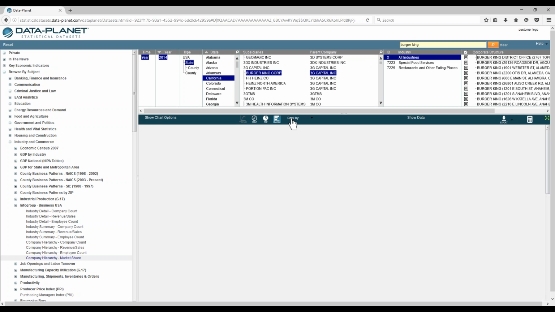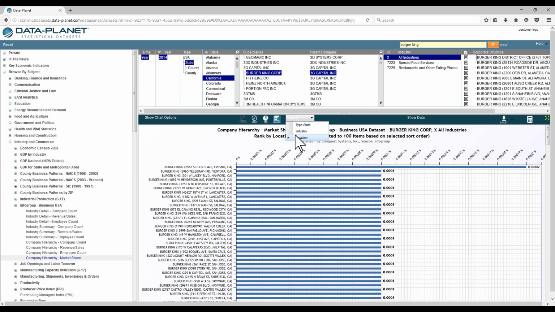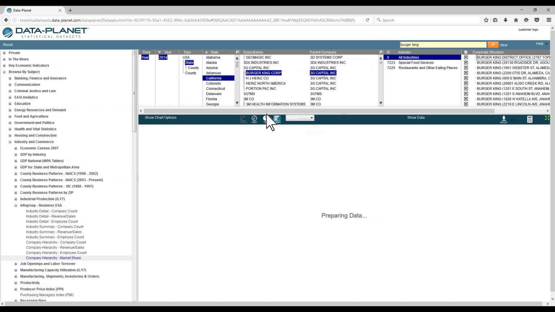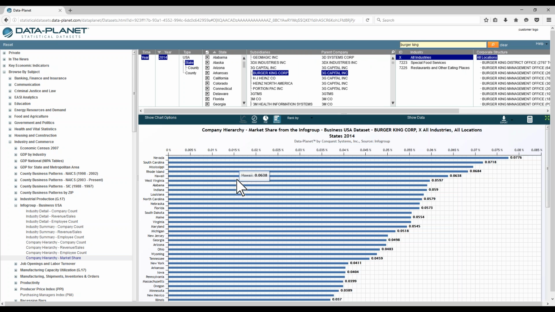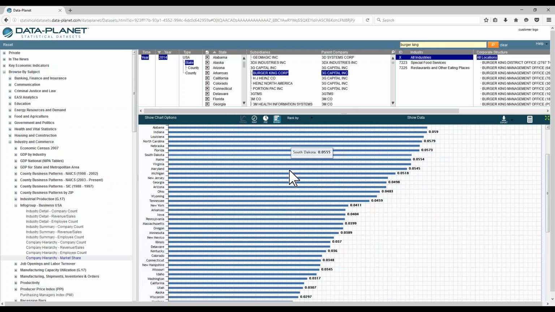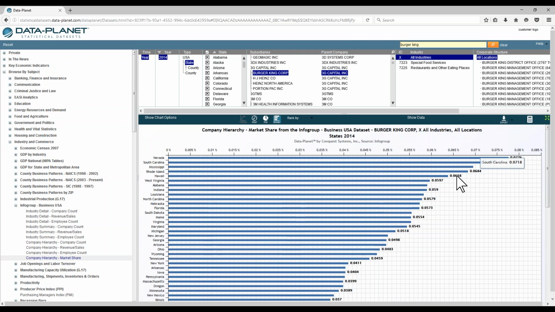Or in the state, and I would expect that to start to get very small. If I go back to state, I can see Burger King as a whole and their market share statewide. So in Nevada, that's the state where they are doing the best. Here is the market share for Burger King in their NAICS code of restaurants and other eating places, and here's their market share in that industry.